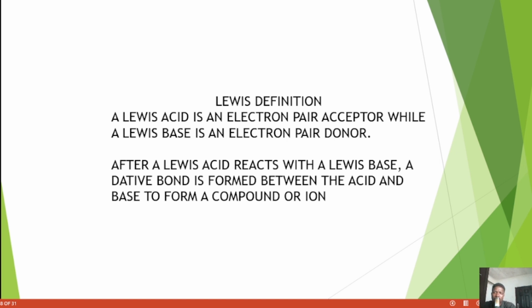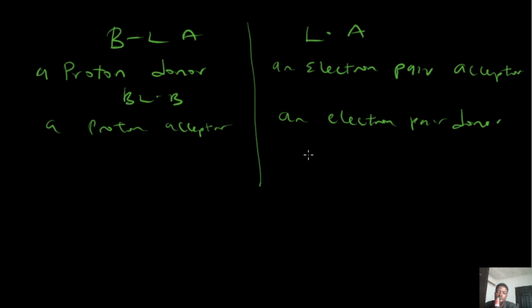Important thing to note about this Lewis acid and base reaction is that a dative bond is formed between the acid and the base to form a compound or ion. So just note that anytime a Lewis acid reacts with a Lewis base, you would have a dative bond formed. For instance, if we consider a reaction between ammonia and hydrogen ion, ammonia has 3 hydrogen atoms. It's supposed to have a pyramidal structure, but I'm not going to use that structure, just to help us understand this particular concept. Then we have the hydrogen ion reacting with it.